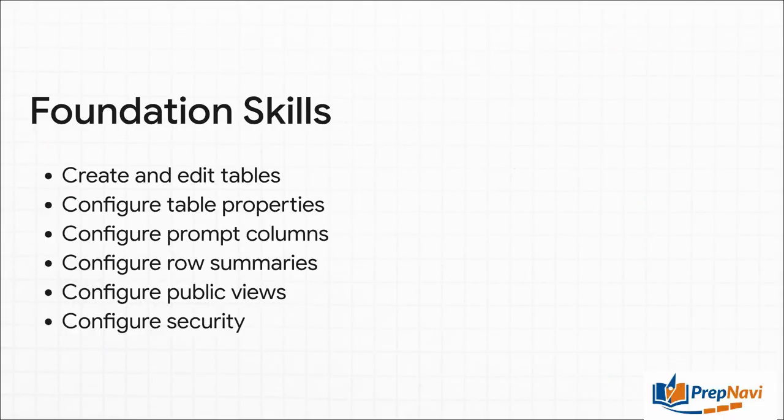You're going to be tested on a real mix of the classic and the cutting edge here. Yes, you need to master those traditional, sometimes dry concepts like creating tables, configuring properties and relationships, setting up public views, and locking down security. But the trick is, you have to seamlessly integrate those basics with the exciting new capabilities, like configuring those prompt columns and row summaries we just talked about. It's all about building a data model that is fundamentally AI-ready straight from the ground up.